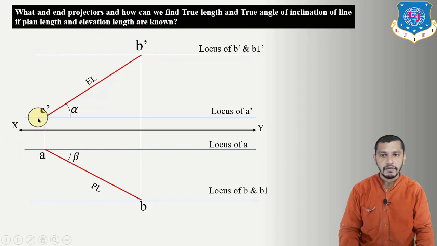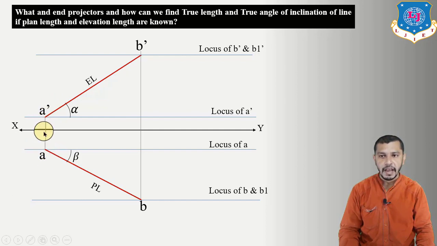So here in this figure we have represented the elevation and plan of the line AB. A dash B dash is the elevation of line AB, which is inclined at an angle of alpha to the XY reference line, and ab is the plan of line AB, which is inclined at an angle of beta to the XY reference line. So a dash is the elevation of end point A of the line, and a is the plan of end point A of the line.